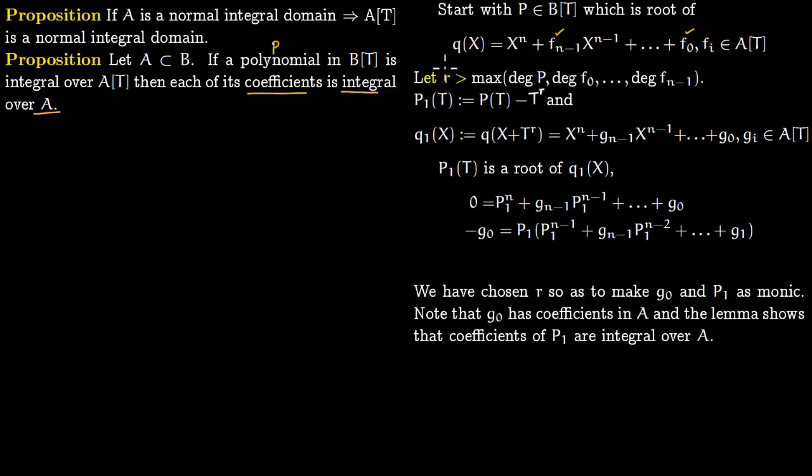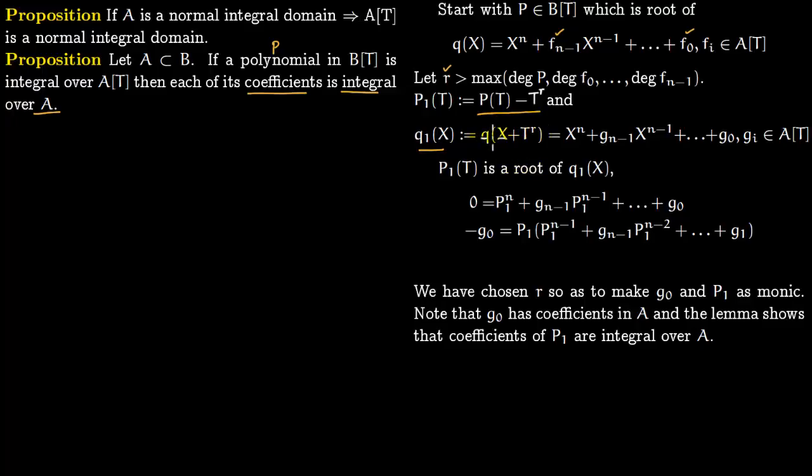So you fix some number R, and this number R will become useful later on as greater than the maximum of the degree of P, the degree of our polynomial P, and each of these polynomials f0, f1 all the way to fn minus 1. So R is greater than this, and then you set p1(t) as P of t minus t^R, and you have another polynomial, say q1 of x, which is q of x plus t^R.